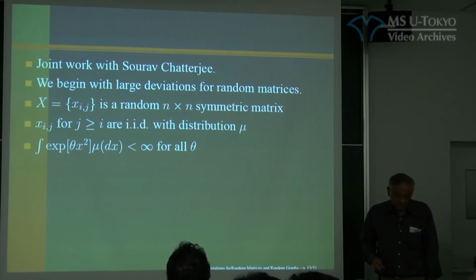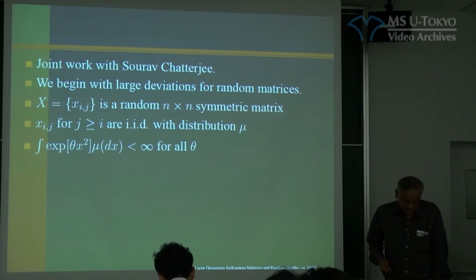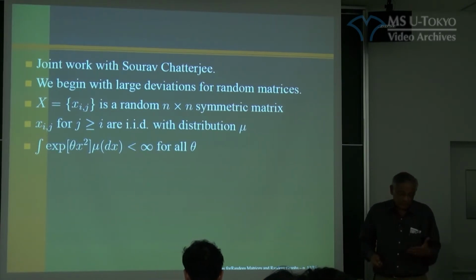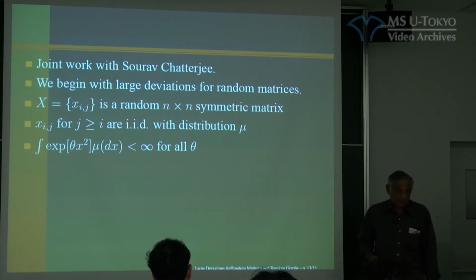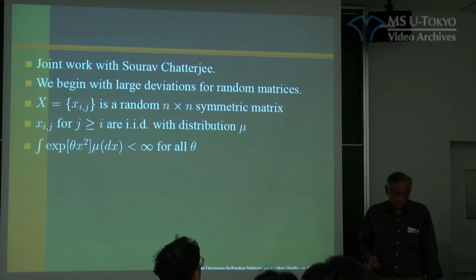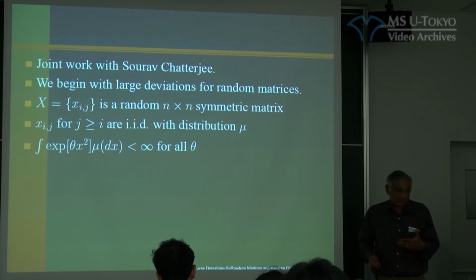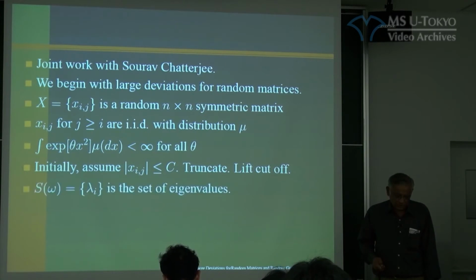For the random matrices, I need to assume something about the entries. Of course, if it is 0, 1, it is bounded, but if it is arbitrary random variables, I need to have some control on the size of it. So, I need to assume that the expected value of e to the theta x square is finite. So, it is better than Gaussian. Gaussian is not sufficient. The tail must be faster than Gaussian. You can assume that it is bounded, for example, which is good enough.